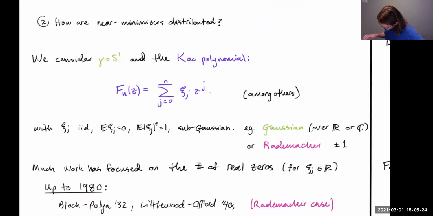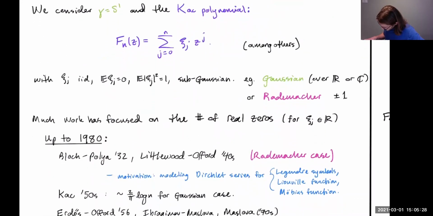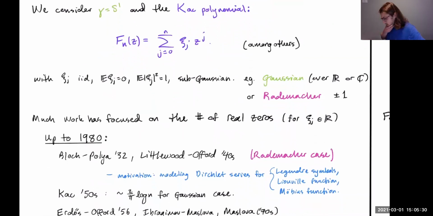All right, so there's been a lot of work on Kac polynomials. In the literature on random polynomials, it seems to me like most of the papers are about how many real zeros there are. There's just a huge literature on this, so much that I just had to cut off at 1980. So before 1980, I think these are the major works on the number of real zeros for Kac polynomials.